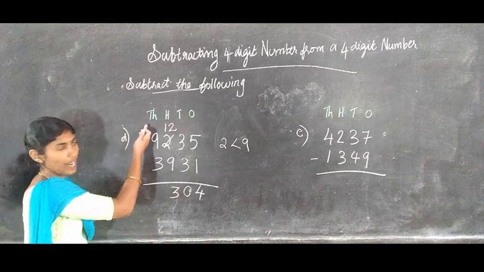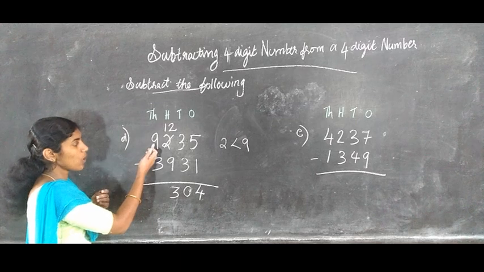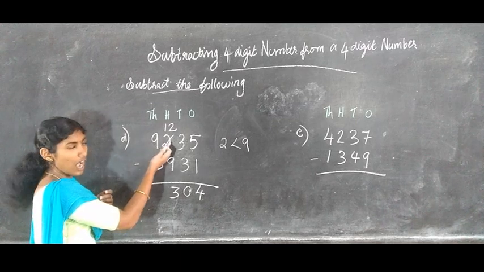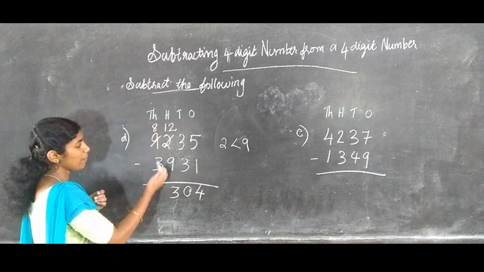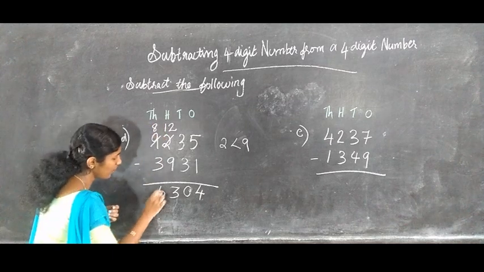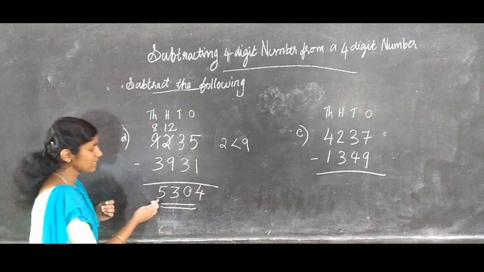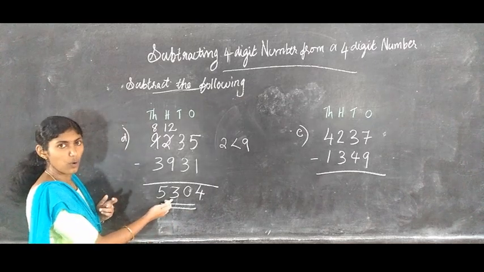Then we have to subtract these thousands. Since 1000 was borrowed by these hundreds column, here we have only 8. Then 8 minus 3, we have 5. Therefore our answer is 5304.